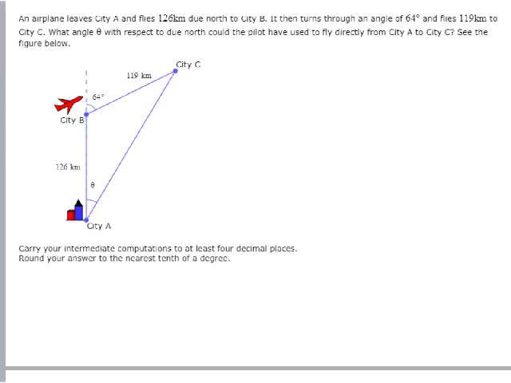So this plane started at city A, flew 126 kilometers to city B, turned 64 degrees, and flew 119 kilometers to city C. The question it's asking is, what angle could they have gone at directly from city A to city C? At what angle would they have to go in order to get there?